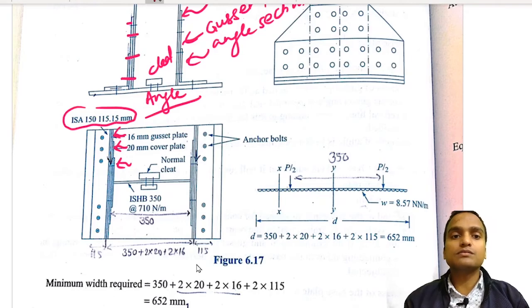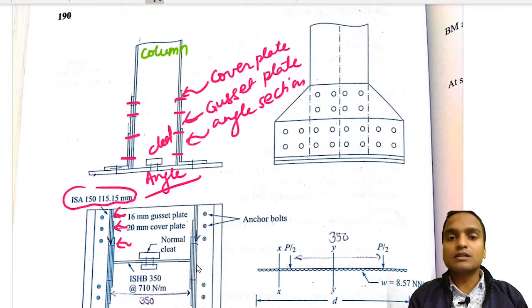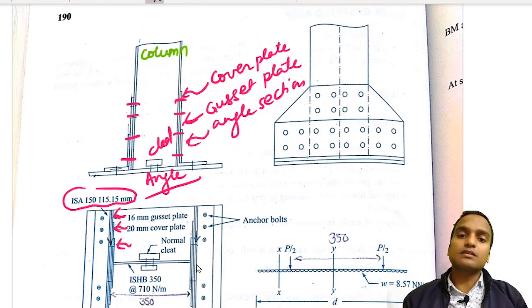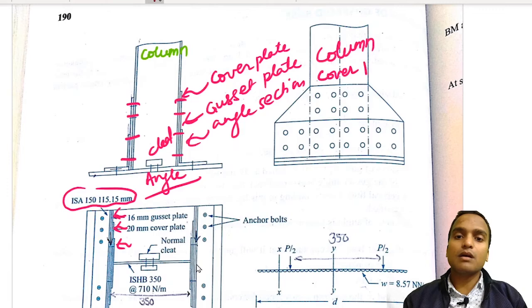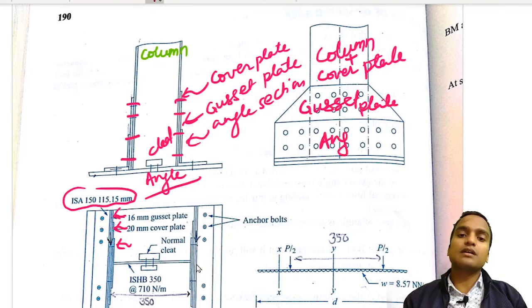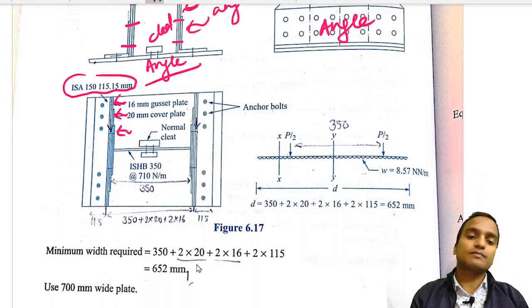You see these bolts, and from the front view this gusseted base looks like this. Here this is the column which is connected with a cover plate, and column plus cover plate is connected with a gusset plate, and they are connected with an angle section, and there are multiple bolts being used here for the connection.